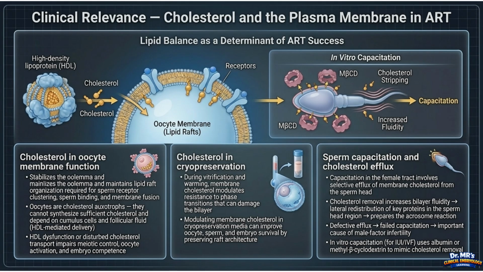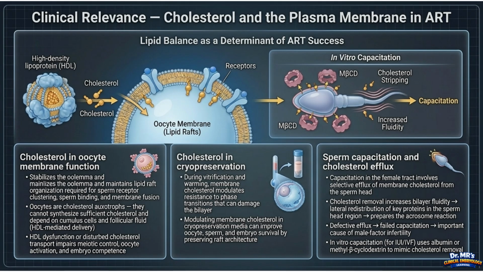This is why modulating membrane cholesterol in cryopreservation media, by supplementing with cholesterol-loaded cyclodextrin carriers, can improve oocyte, sperm, and embryo survival rates by preserving raft architecture through the vitrification and warming process.